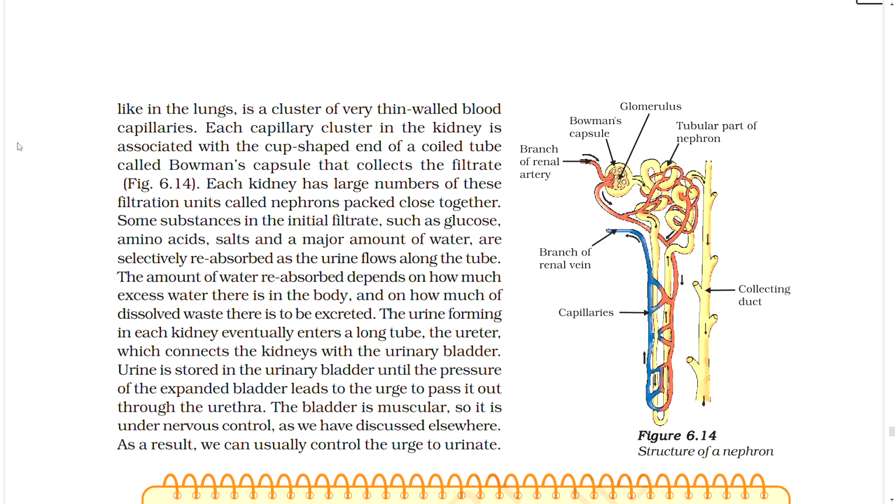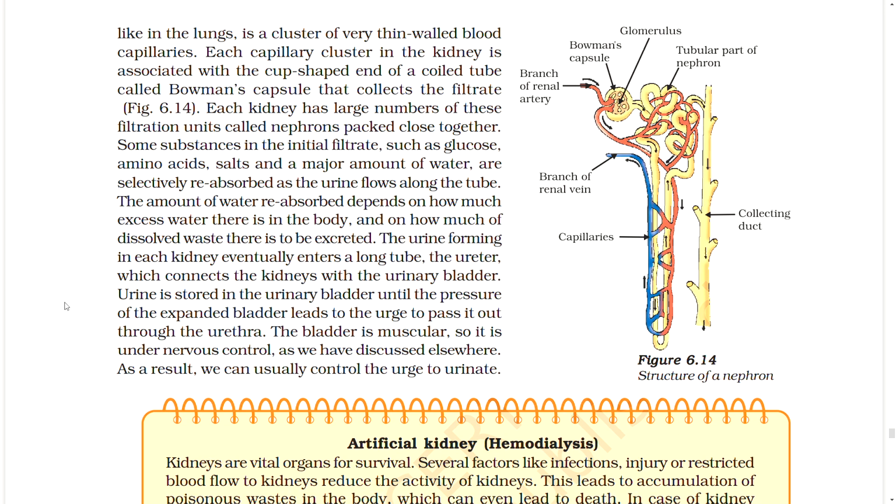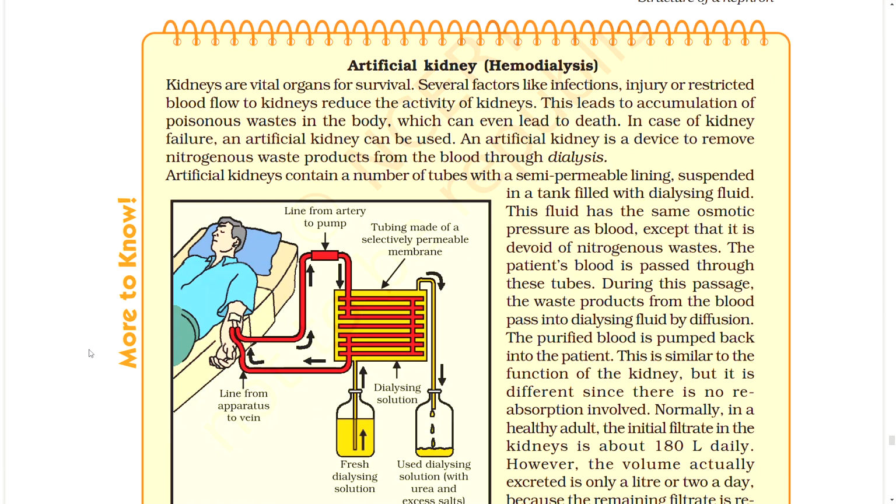The bladder is muscular, so it is under nervous control. As we have discussed elsewhere, as a result, we can usually control the urge to urinate. More to know: artificial kidney, hemodialysis.